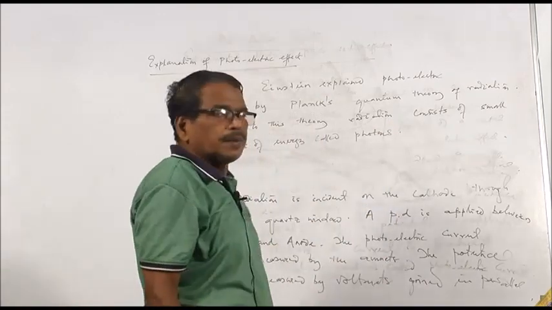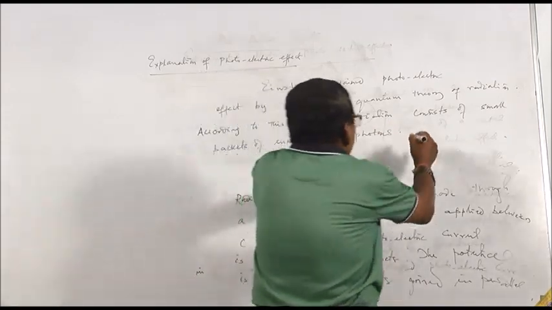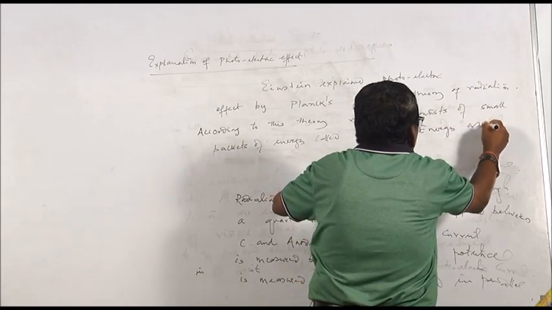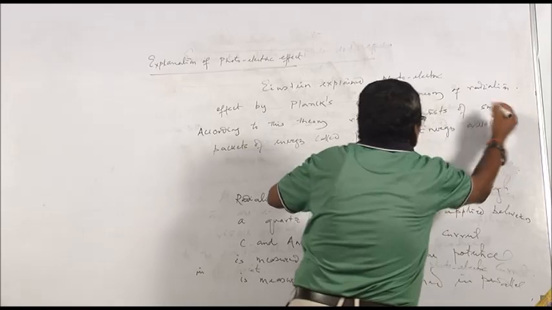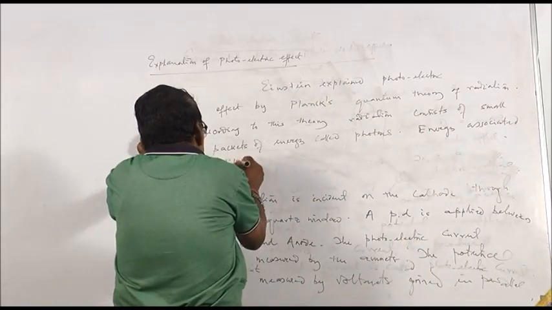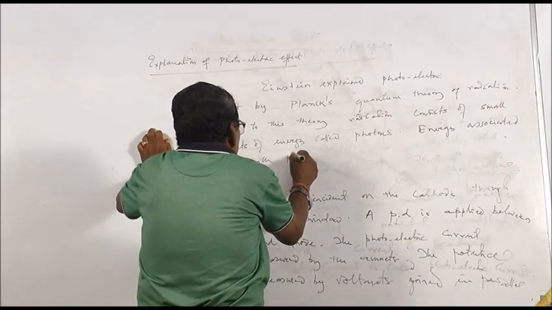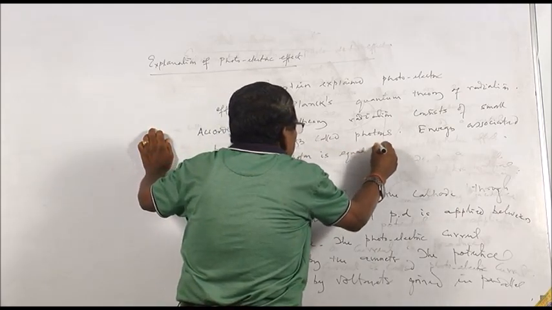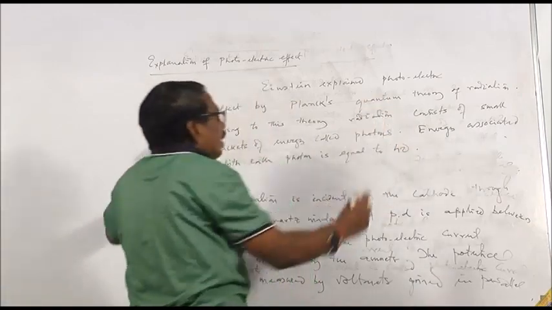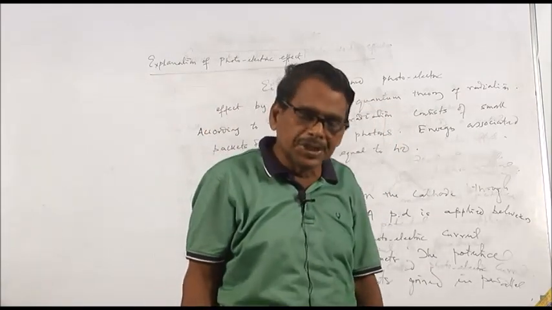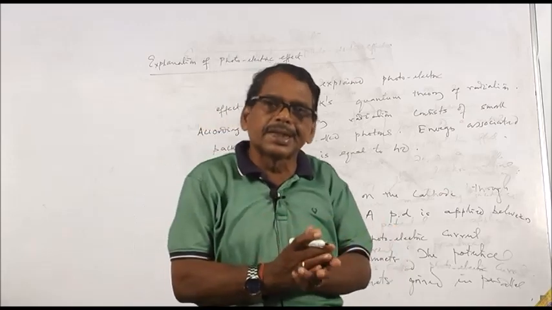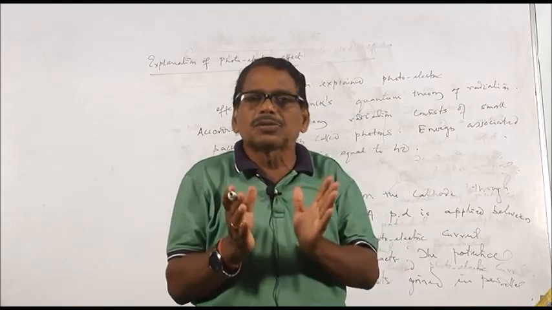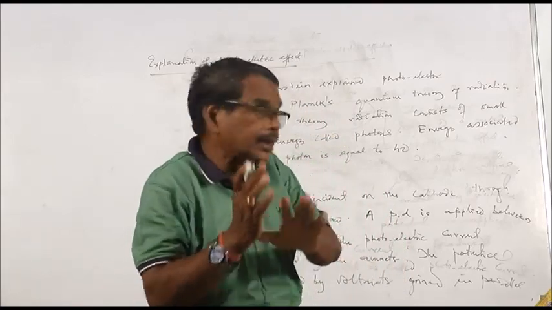Radiation consists of small packets of energy called photons. The energy associated with each photon is equal to h nu, where h is Planck's constant and nu is the frequency of radiation. So, when radiation is incident, interaction takes place between photons and electrons of the photosensitive material, and electrons get ejected.